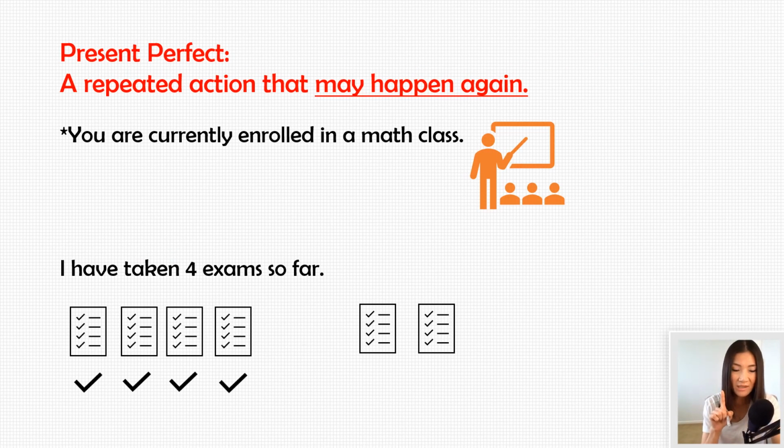On the other hand, we use present perfect for a repeated action that may happen again or is likely going to happen again. In this scenario, you are currently, this semester, enrolled in a math class. Then you can say the sentence, I have taken 4 exams so far. Because you are still enrolled in the class this semester, and there's a very good chance you're going to have more exams for the remainder of the semester. So in this case, you should not use simple past, and you would say, I have taken, or I've taken, we've had 4 exams so far.